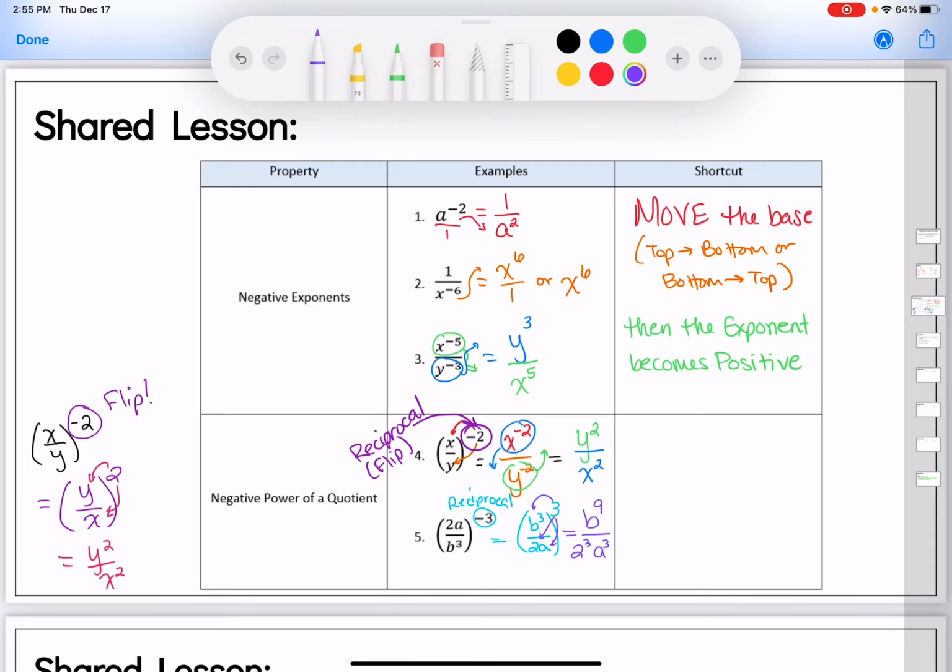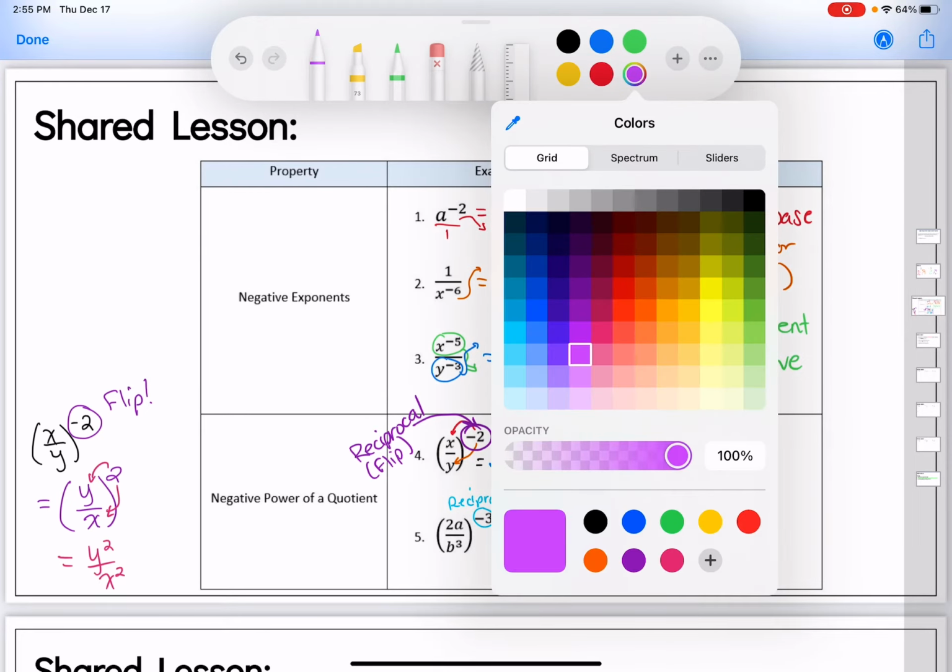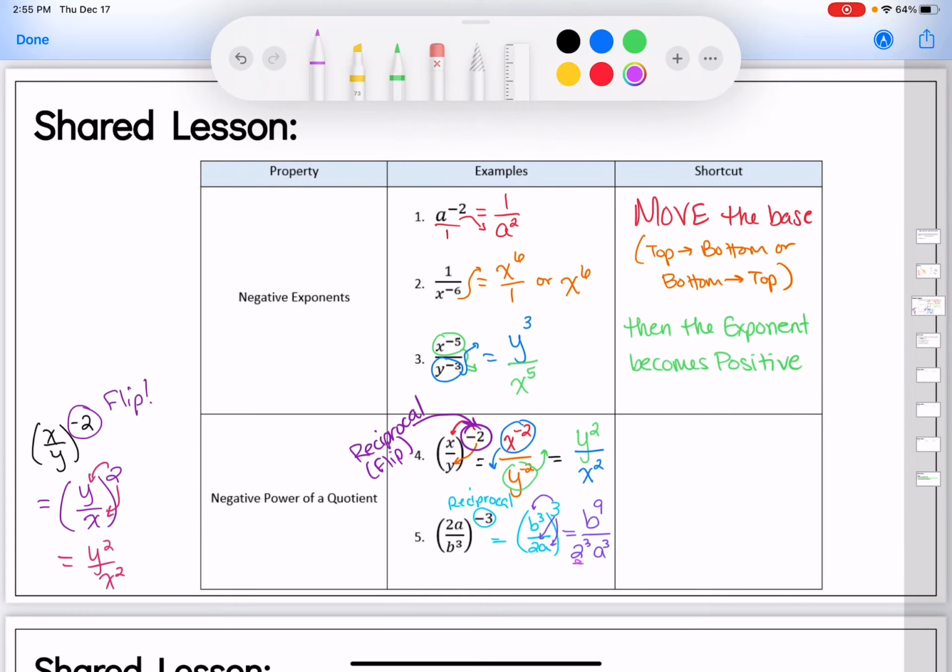It's just whether you want to distribute your negative exponent and then move things around, or if you want to see that, okay, maybe I have a negative exponent, so I could just do that reciprocal, turn my exponent positive, and then distribute only positive numbers. So you have two different options here, but I'm not quite done on this one because I do have a numerical base. So my final answer here is going to be b to the 9th over 8a to the 3rd.